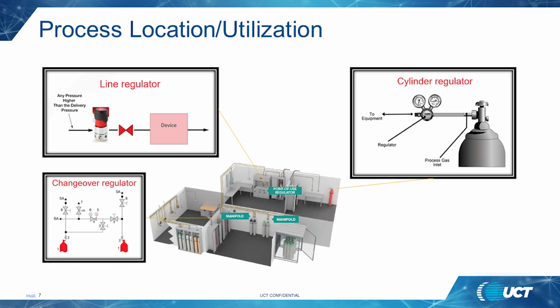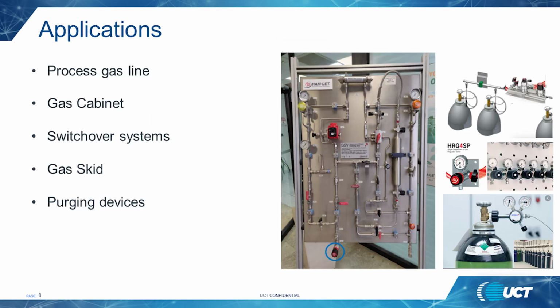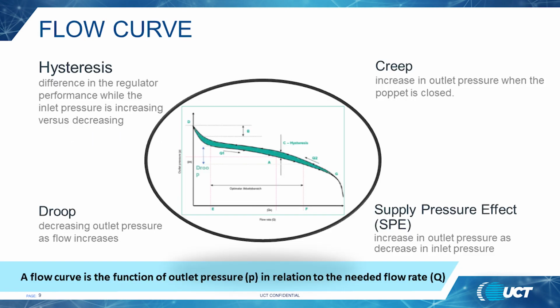Process location. The cylinder regulator is assembled straight onto the gas cylinder. The line regulator is assembled on line, as close as possible to the pressurized device. The changeover system is usually assembled in the gas storage area. Applications include process gas line, gas cabinet, switchover systems, gas skid, sample depressurization before it is fed to the analyzer, and purging devices. Let's discuss four phenomena.